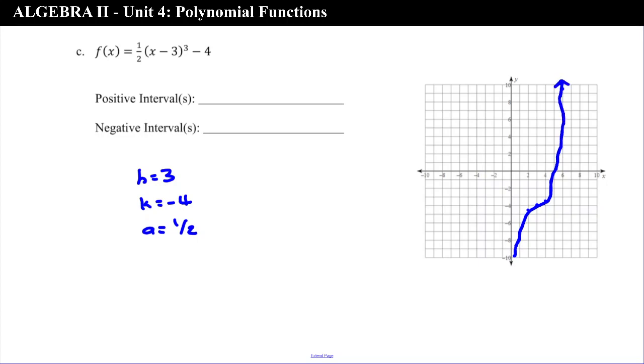And again, my graph's going to look a little rough. You can probably make yours look better. The important point here for our key features is where our x-intercept is, which is at x equals 5. Because our positive intervals are going to be from 5 to infinity, and our negative intervals are going to be negative infinity to 5.